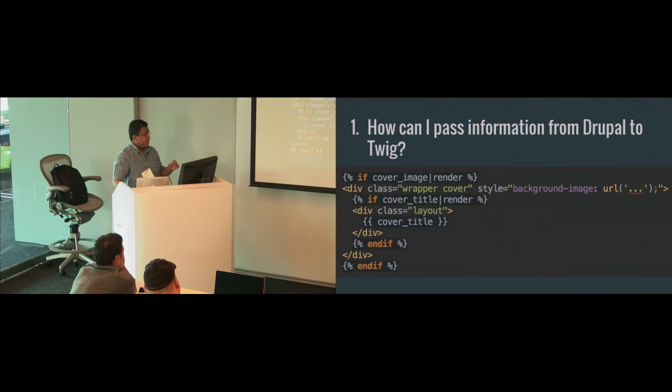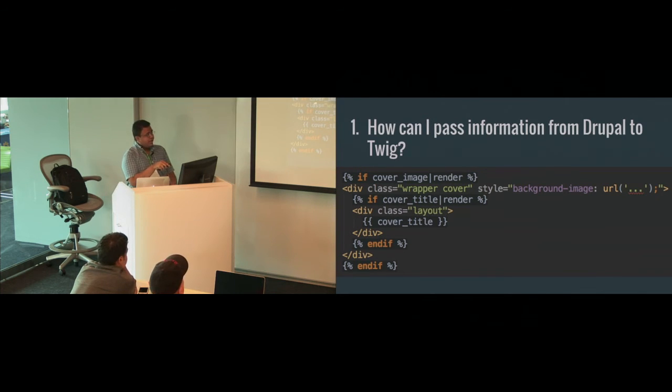Let's imagine that cover_title were a render array, and actually it is one. Why do I have to use render here, and why don't I have to use render here? The reason is that when you just print a variable, Drupal will do that automatically for you. Drupal will call the render function automatically, so you don't have to do anything else.